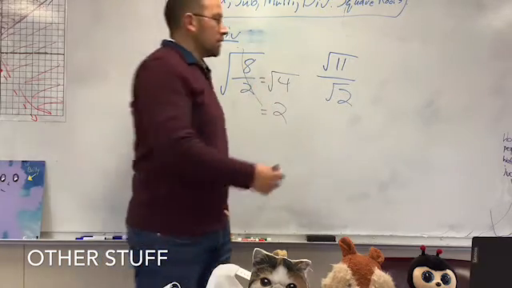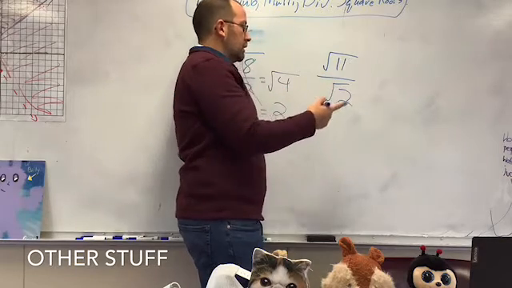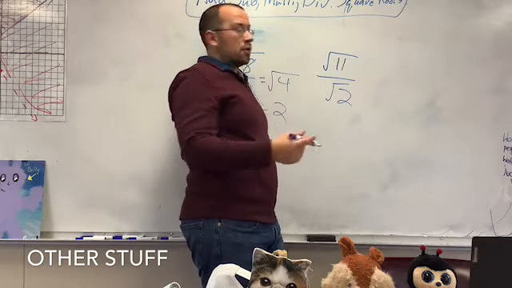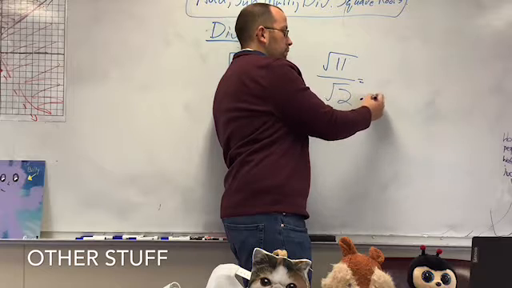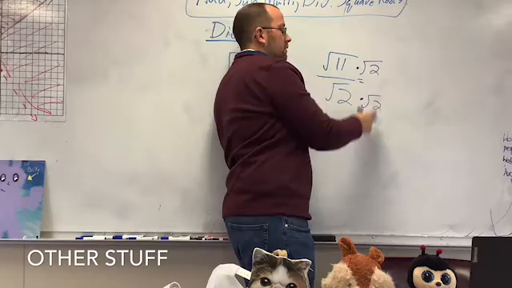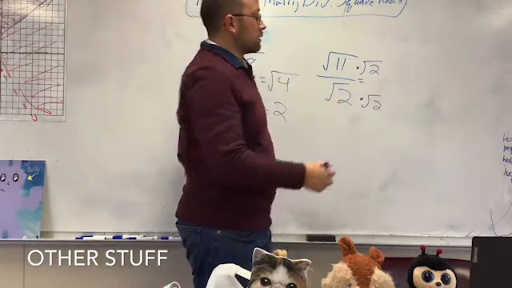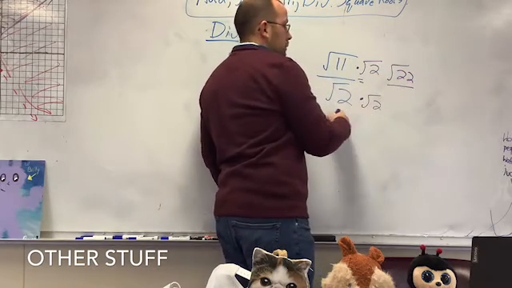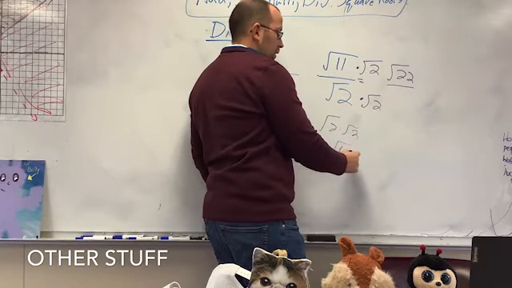Now this one over here is a little bit more complicated because the square root of 2 does not go into the square root of 11, and you can't have a square root in your denominator. So you have to get rid of it. To get rid of this, you multiply it by itself, and you multiply the top by it. Whatever you do to one, you have to do the other. So you multiply the top and the bottom by the square root of 2. That gives you the square root of 22 over the square root of 2 times the square root of 2, which gives you the square root of 4, which is 2.